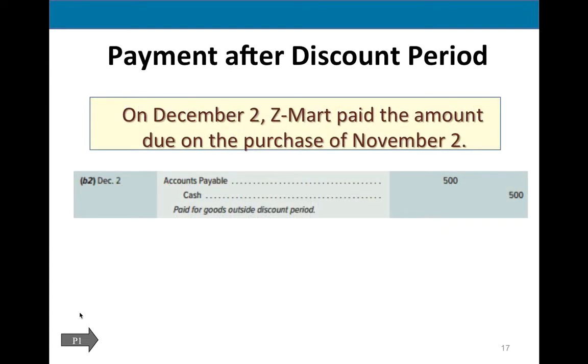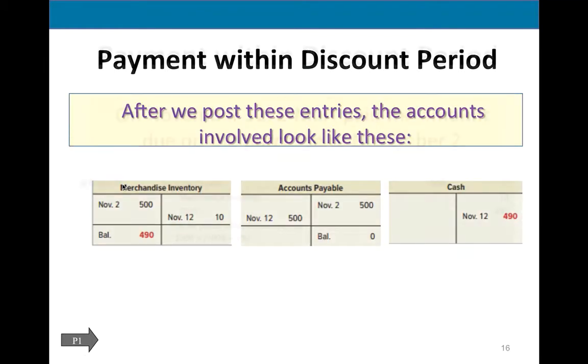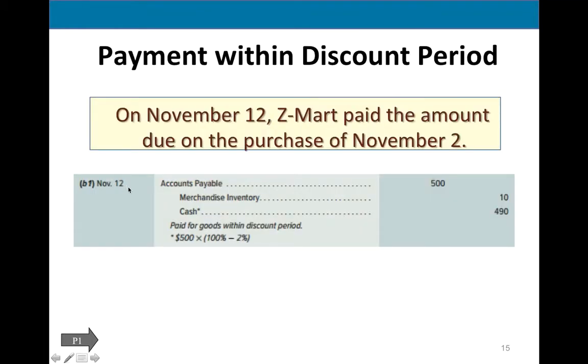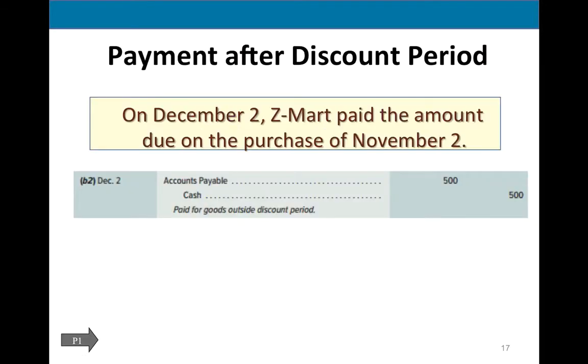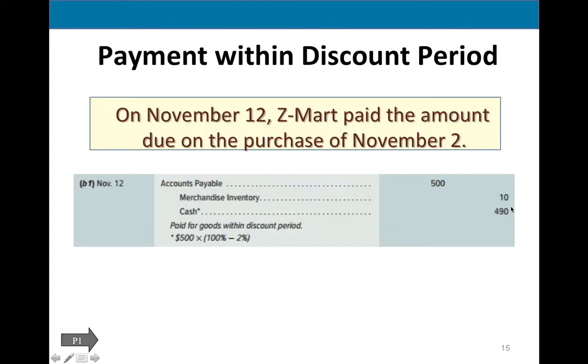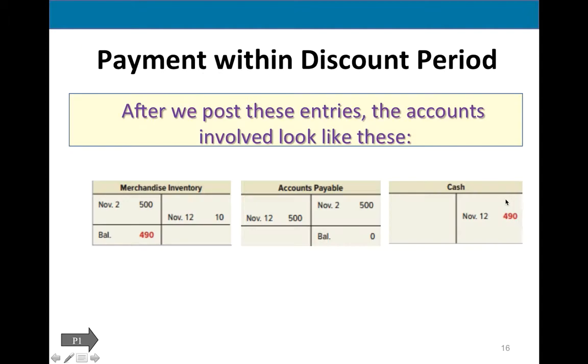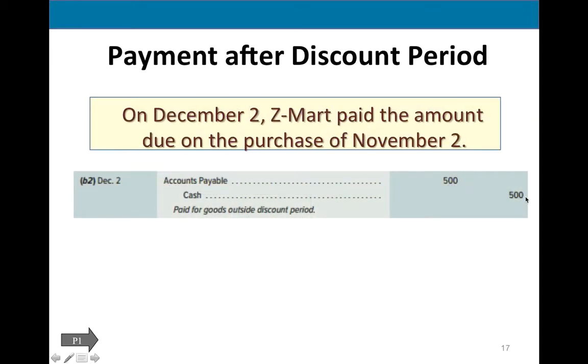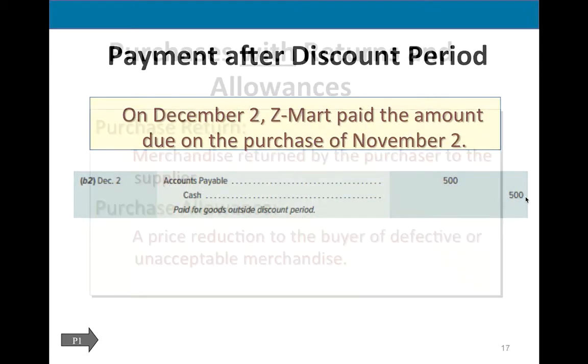If I paid on December 2nd, remember the discount period was over on November 12th. So if I paid on November 13th or afterwards, like here I'm paying on December 2nd, which I guess is the end of net 30, then there's no discount. There's no credit decrease to inventory. Your debit to AP and credit to cash are equal. Compare with the discount: you're paying $490 in cash, and without a discount, you're paying $500 cash. I hope it makes sense.